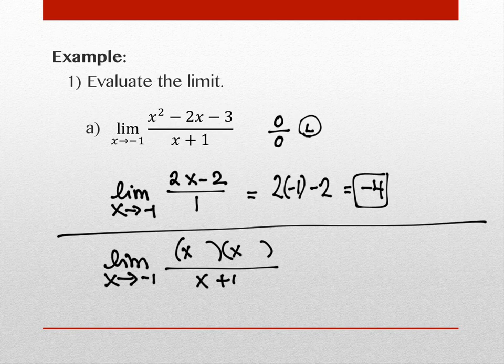X what? Minus 3 and plus 1. Does everybody agree? Okay. And what happens? Right? The x plus 1s cancel. And I can actually plug the number in now, right? I have negative 1 minus 3. And I get negative 4. Okay. So that's great. It worked beautifully.